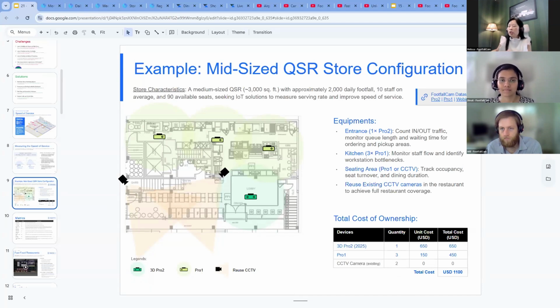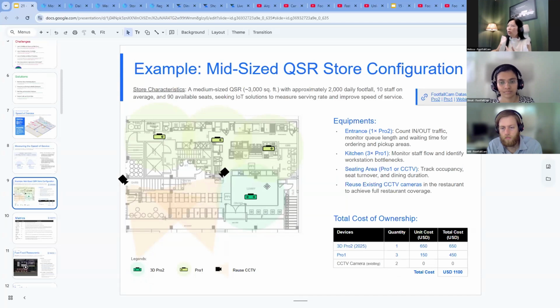So, for example, to put things in perspective, you have a QSR that serves 2,000 people a day. You have X number of seats. You have Y number of staff in your kitchen area, and maybe a few kiosks that they can order from, as well as your ordering counter. So what we propose to put in would be, at the entrance, a Pro 2, which can count the number of people going in and out.